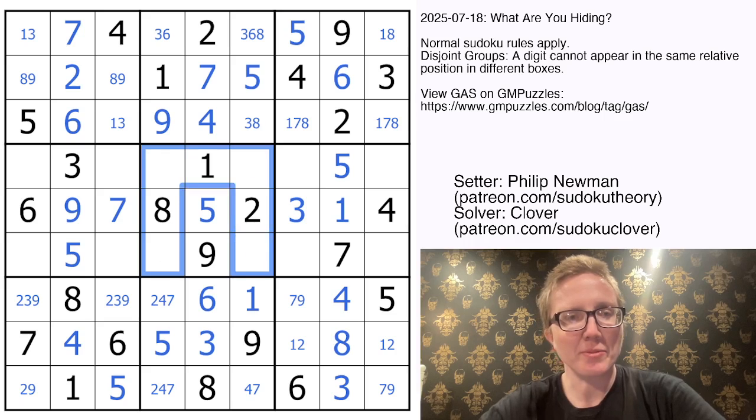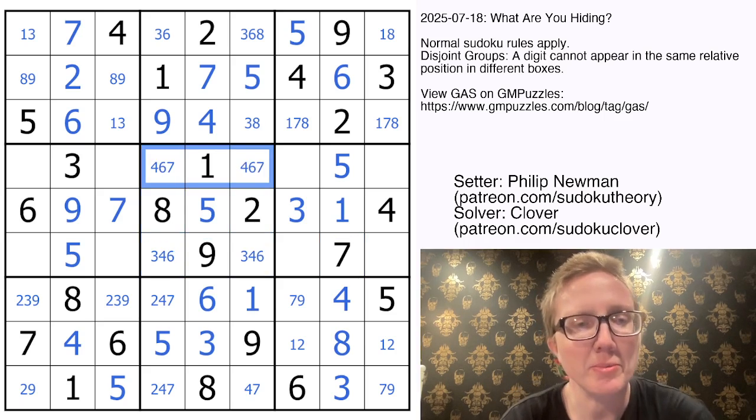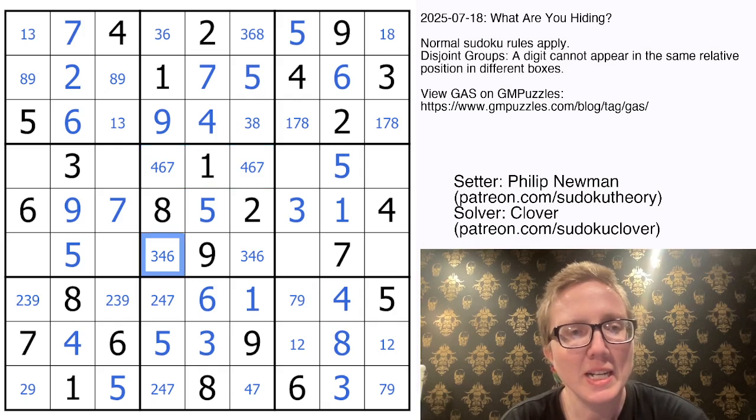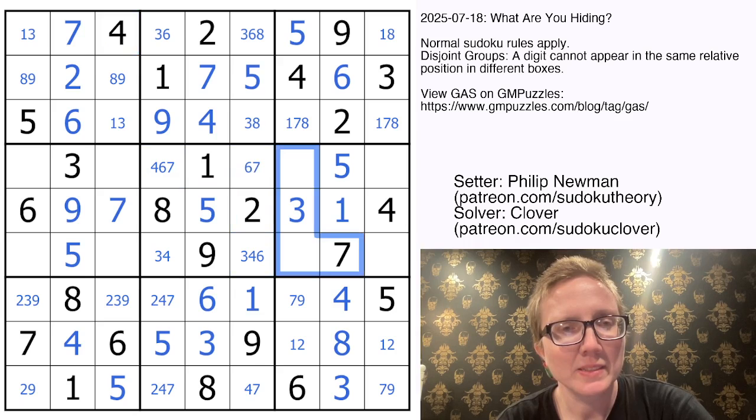These are going to be 3, 4, 6, and 7. That can't be 7 because the 7 appears in the row. That can't be 3 because the 3 appears in that row. 6 has already been used in the bottom left corner, so that is not allowed to be a 6. And 4 has already been used in the top right corner, so that can't be a 4. That can't be a 4 either because I have a 4 right there.